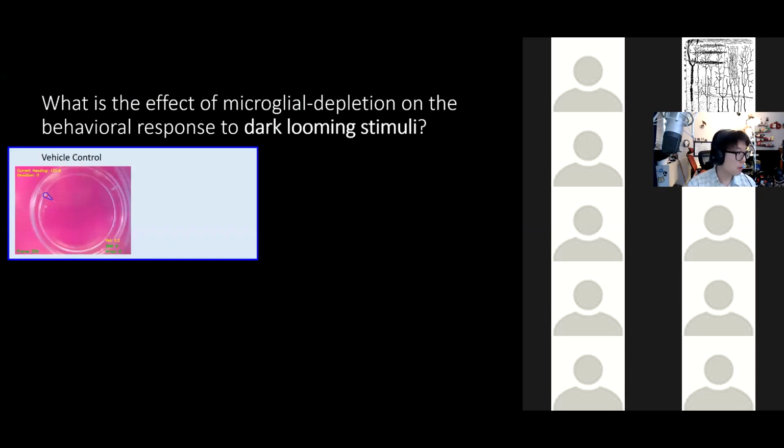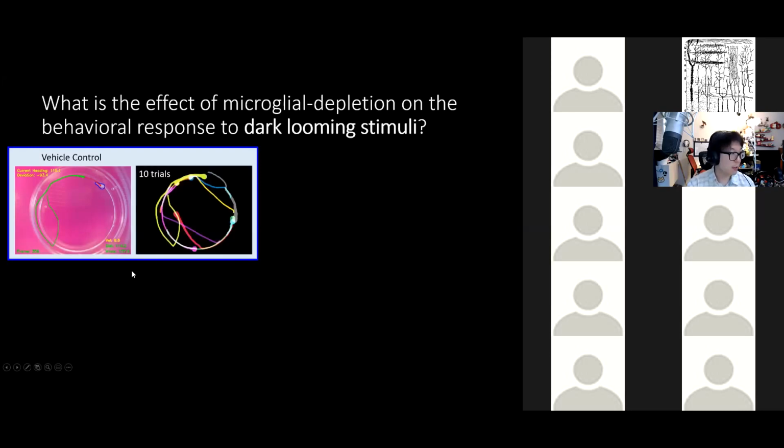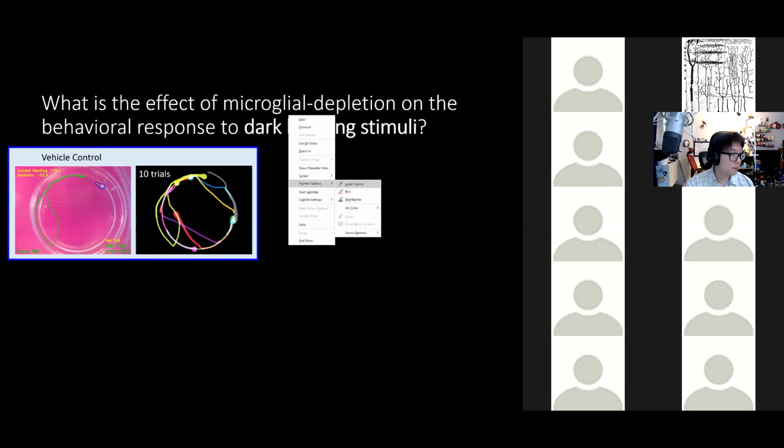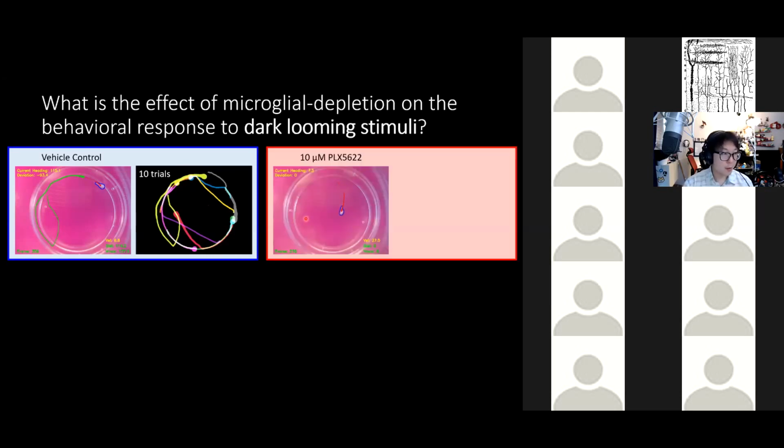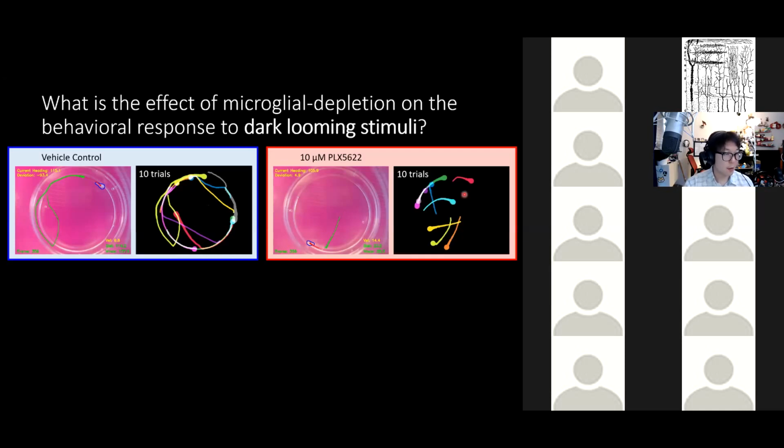Okay, so in vehicle-treated animals, we see that the dark looming stimuli elicits stereotypical escape behavior, which we can detect with contrail. And the contrails of 10 animals are shown here. And with microglial depleted animals, the dark looming stimuli does not seem to elicit escape behavior. And here's our contrails of 10 trials.